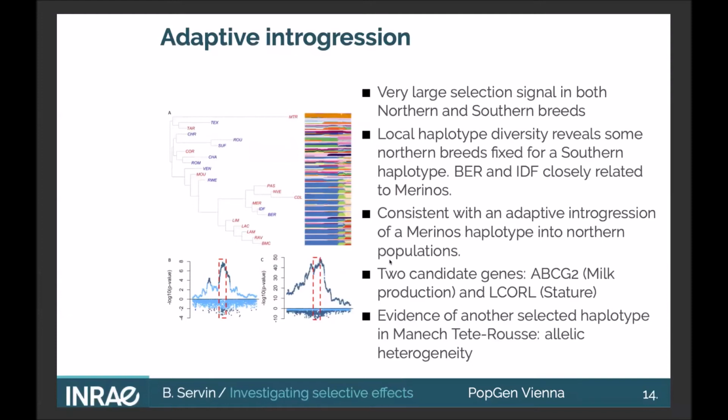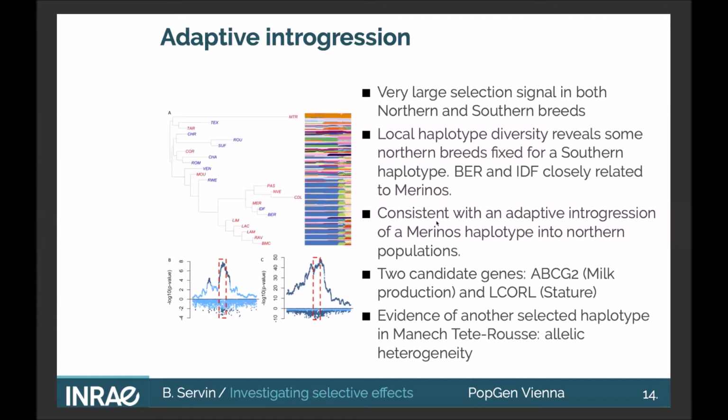In this region, the problem is that the region is very large because the signal is so huge. And there are two candidate genes. One is ABCG2, which is involved in the protein yield of milk. But maybe more likely is this LCORL locus that I will talk about later, that is very strongly associated with stature in different species. Another interesting thing here is that you can see there is another haplotype that's been under selection in another breed, the Manech Tête Rousse, which is a breed from the Pyrenees. But it's a different one because it has a different color, so it's a different set of alleles.